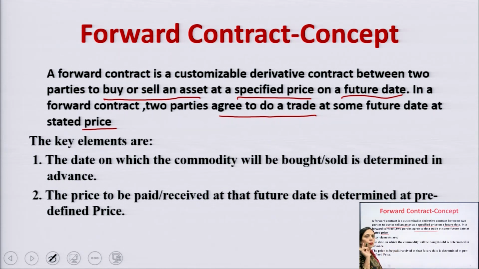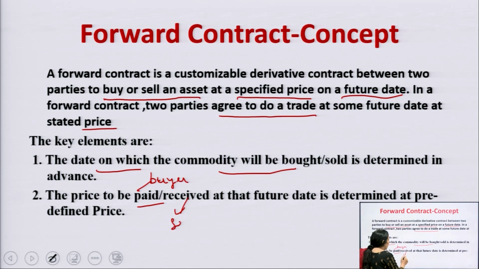There are two key elements. The date, meaning the expiration date on which the commodity will be bought or sold, is determined in advance. Then the price is also decided in advance. The price is paid by the buyer of the contract and received by the seller of the contract. At that future date, also known as the expiry date, the trade takes place at the predefined price.